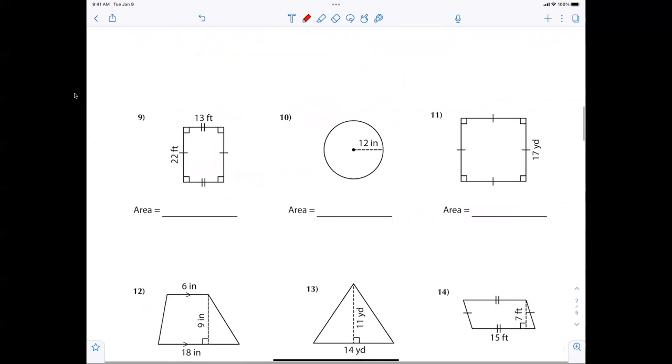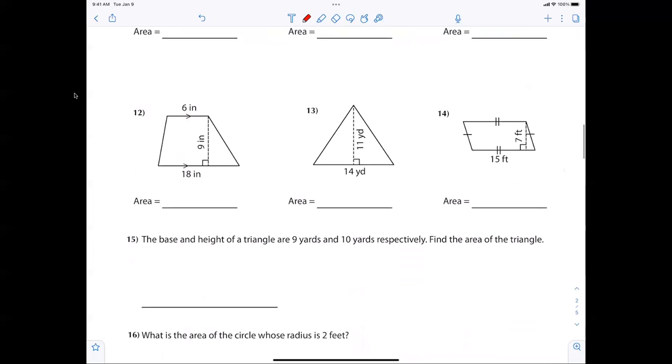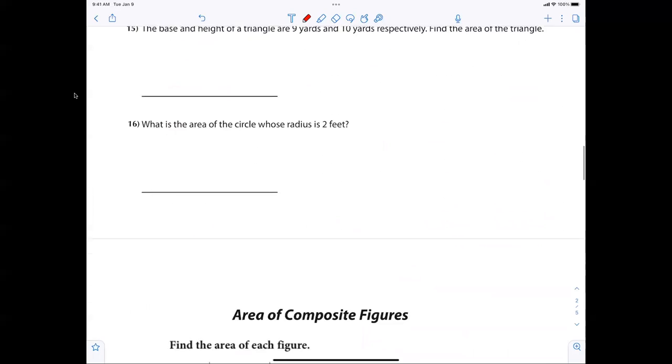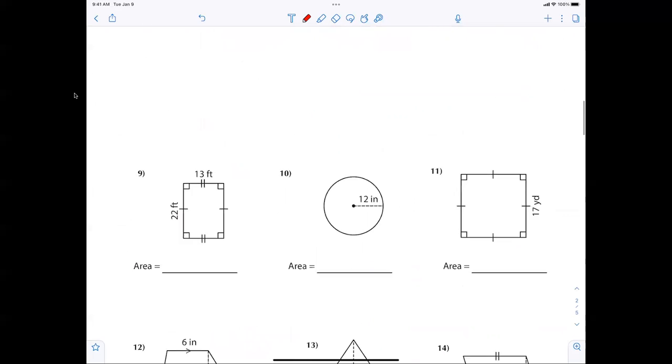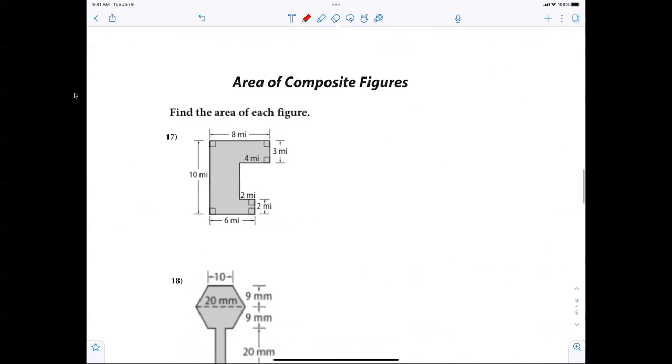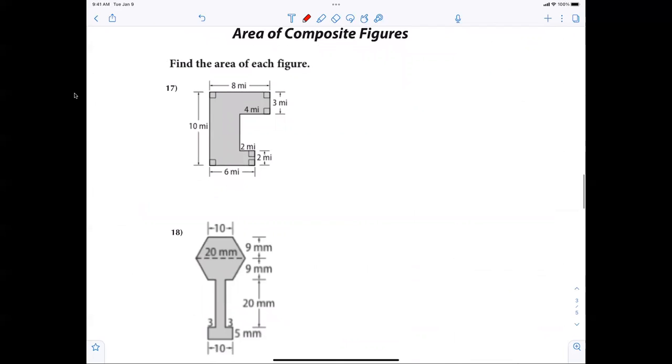All right, now kind of more of the same. Now I want to flip. Your homework is going to be to do 9 through 16 all by yourself. All right, and make sure you're looking up those formulas.